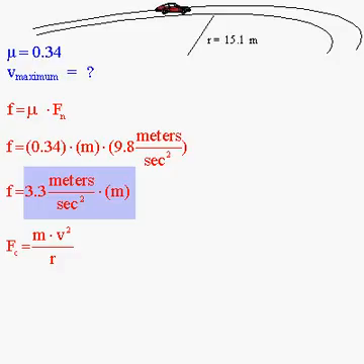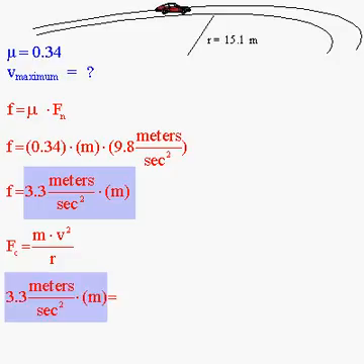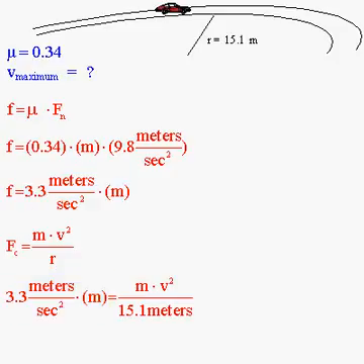So the centripetal force is 3.3 meters per second squared times m. We don't know the mass, we don't know the speed, but we do know the radius. The radius is given, it's 15.1 meters. So we have this equation: 3.3 meters per second squared times mass equals mass times v squared over 15.1 meters. Now look at what happens.